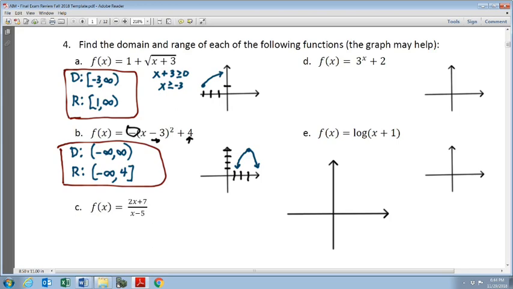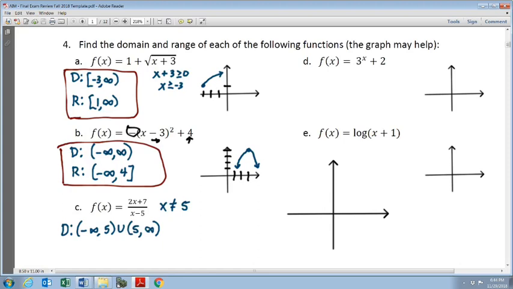Alright, for letter C, this is another one of our functions that has restricted domain. Alright, so first of all, it's clear that our restricted value here is 5. If you put a 5 in the denominator for x, 5 minus 5 is 0, we're undefined. So 5 cannot be plugged into this function as an input. Everything else is okay. So our domain is all real numbers except 5. Notice I've got parentheses around the 5. 5 is not part of the domain.